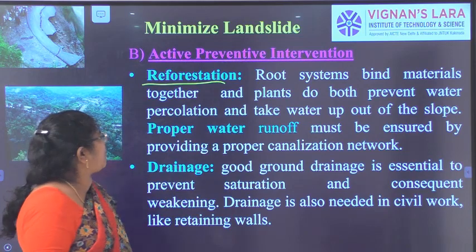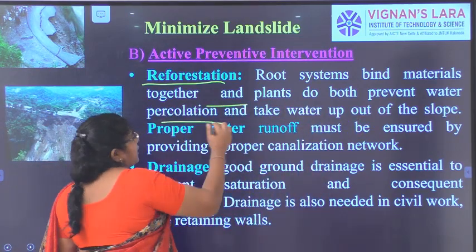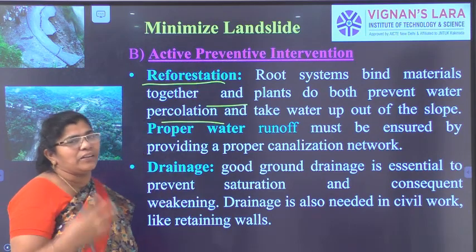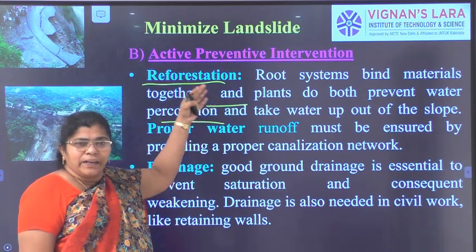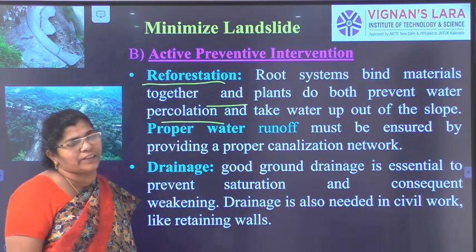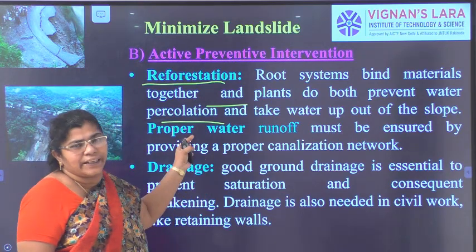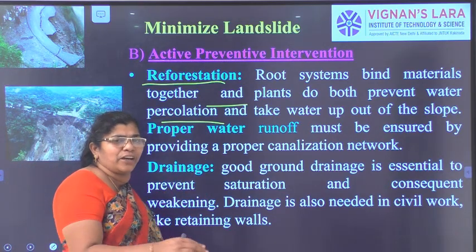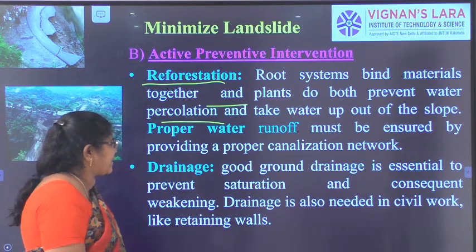Root systems bind material together, and plants prevent the water percolation and take water up out of the slope. So erosion will be minimized and the plants help in not letting the water coagulate at one point, which is the main thing for the landslide. Proper water runoff should be there, and anything in the runoff way has to be eliminated. Ensure providing a proper canalization network.